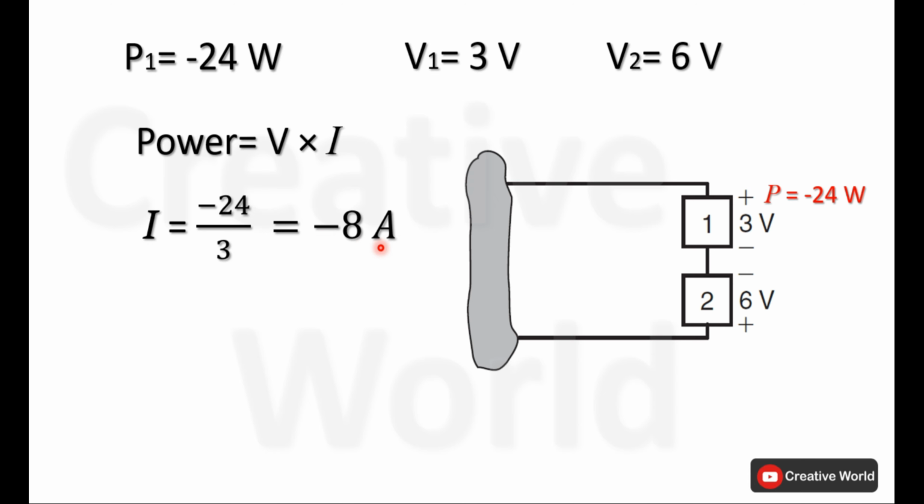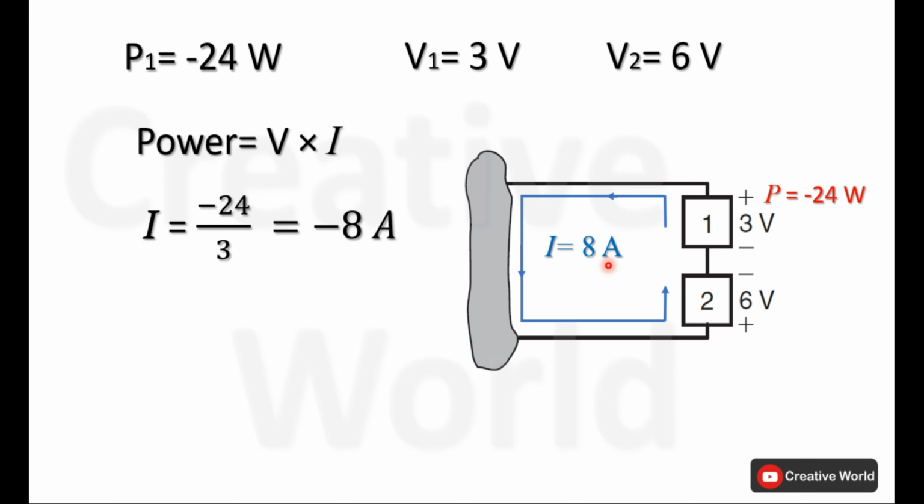This will be the direction of current through element 1 because it is supplying power, so the current direction will be leaving from the positive terminal of element 1 and entering from the negative terminal of element 1. This minus sign indicates that the current direction is opposite to the conventional current direction of an element.